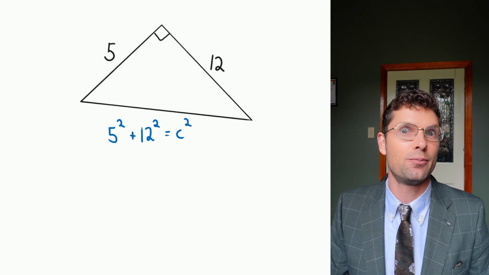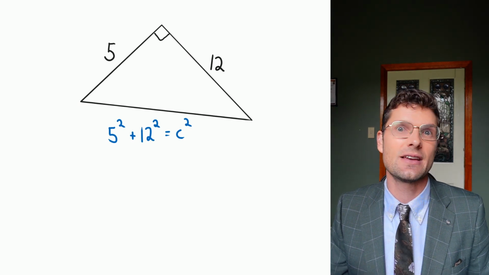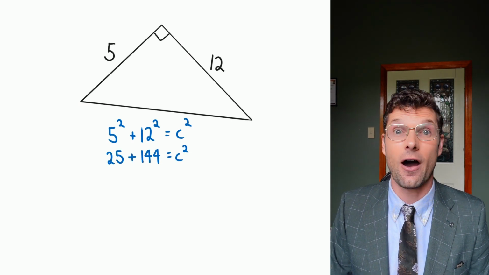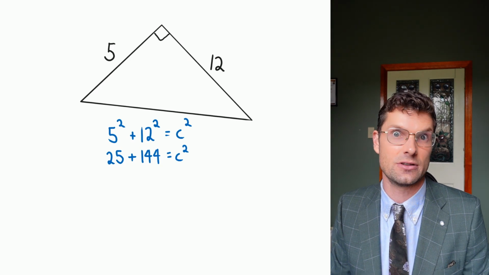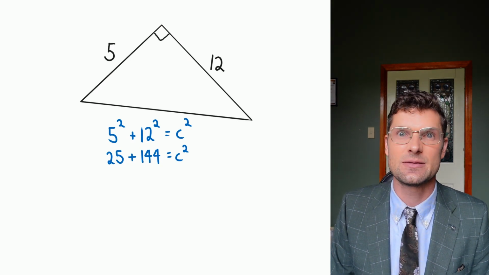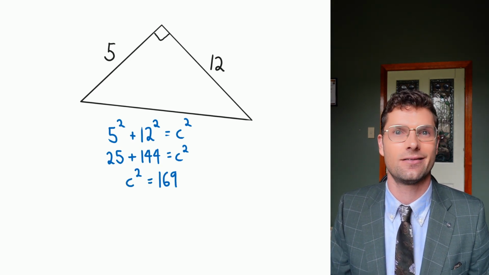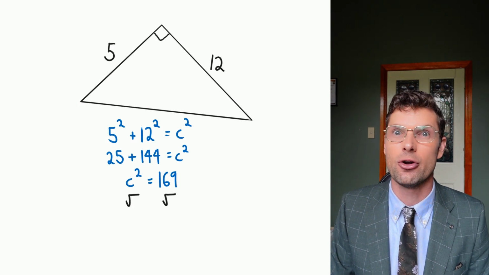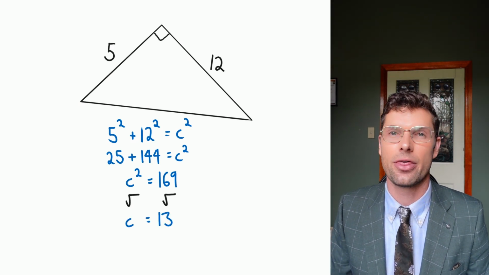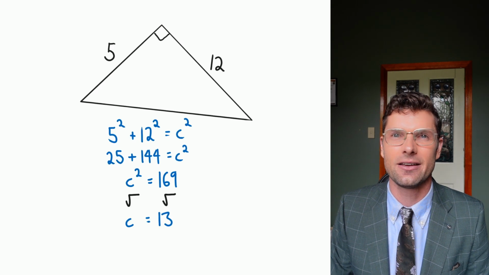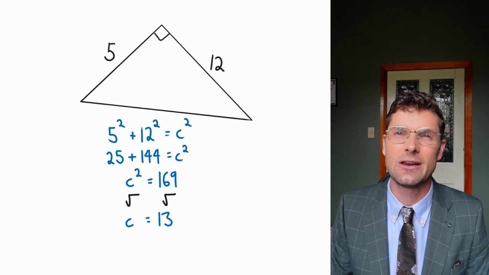So I've got 5 squared plus 12 squared, the two short sides, is equal to C squared. That's 25 plus 144, which is equal to C squared still. These two numbers plus together is 169. Nice. And then we've got to square root our answer. So C is equal to 13. You just have to do that on the calculator. This fits in with our guess at the start, so we're pretty confident that we got this right.